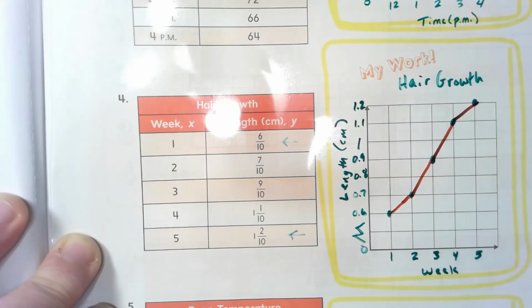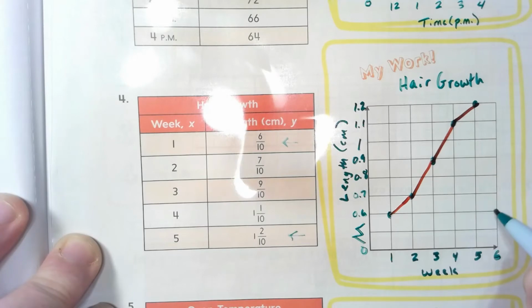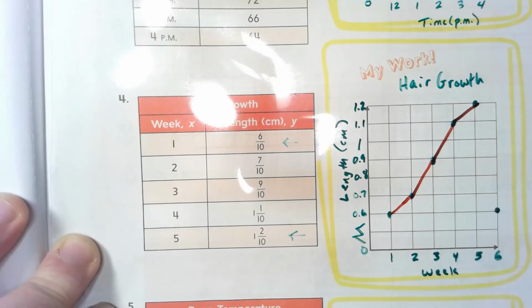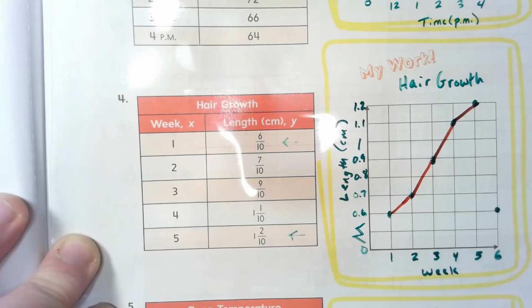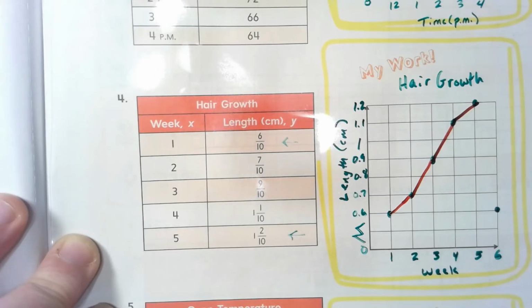If I were to plot one more point, and let's say week 6 was right there. If I were to plot that point on this graph and then connect the dots right here, we can interpret some more about this, because clearly this person's hair was 1 2/10 centimeters, and now it's cut in half of that. So something happened between week 5 and week 6, and the most plausible explanation for that is that this person just got a haircut.